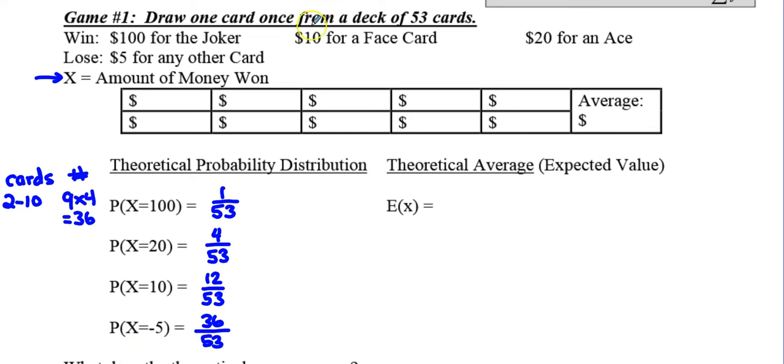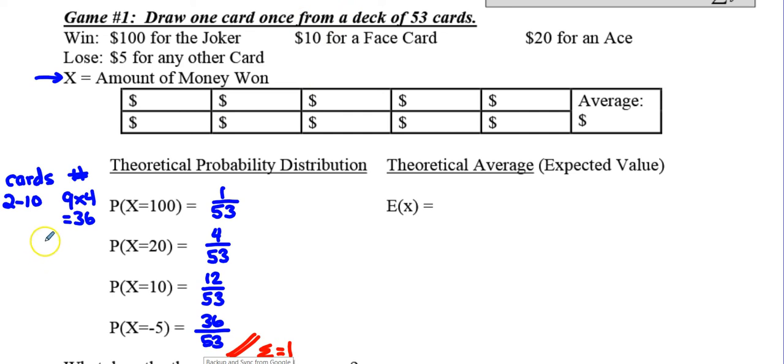Now, one way you can check your answer to make sure you're correct is that the sum of all of these numerators should add up to 53, and then 53 out of 53 should make all of these fractions add up to 1. So 36 plus 12 is 48, plus 4 is 52, plus 1 is 53. So when you add up all of these, you get 53 out of 53, so that means the sum is equal to 1.